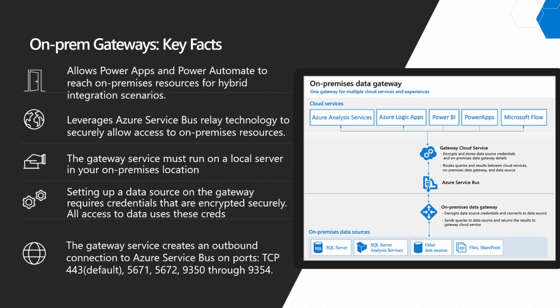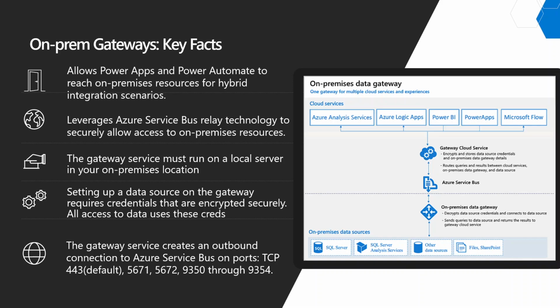It uses Azure Service Bus relay technology for security. It must be run on a local server in your on-premises location. It needs credentials that are encrypted securely. All access to data uses those credentials. So it uses those credentials to encrypt the data, but then each connector has its own credentials as well. So if you use a SQL Server connector, for example, you will input the SQL Server details in the connector, and then there is another set of credentials that the on-premise data gateway uses to do the encryption and to connect back to on-premise, to then use those SQL Server credentials to log into SQL Server.